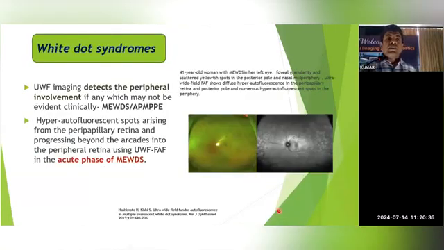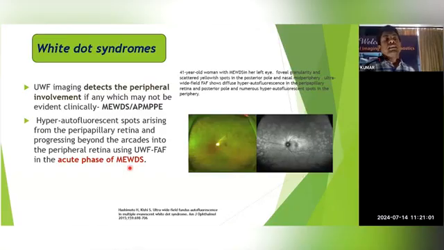In white dot syndromes, classically, most of the time you will see the white dots in the posterior pole and around the mid periphery, but some of these conditions can also have lesions even in the peripheral retina in acute phases. Again, wide field imaging, especially with autofluorescence, gives a better option to follow up patients during management.